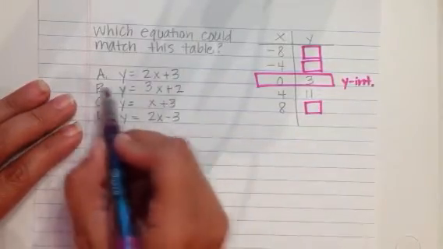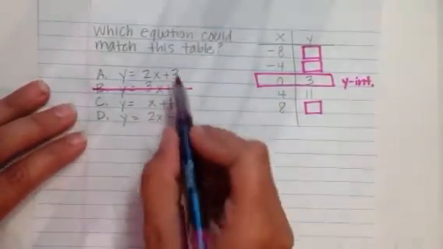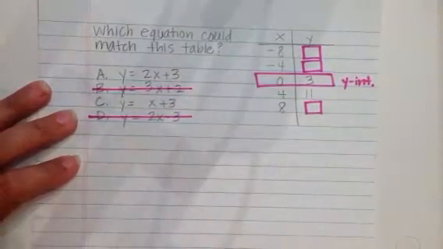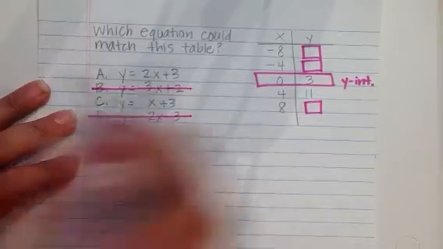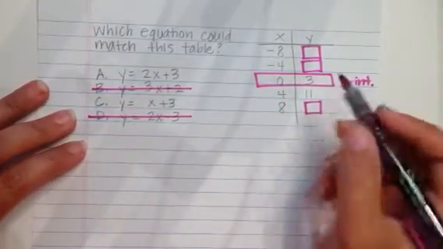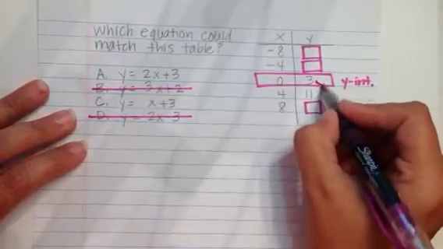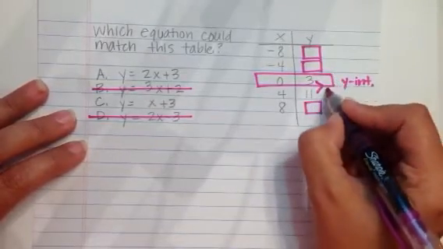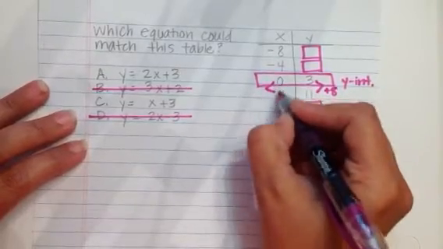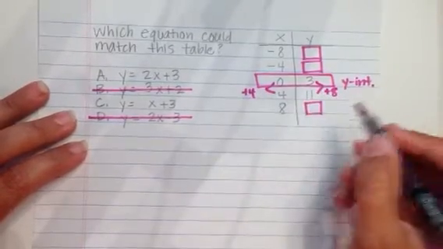This has a y-intercept of 2, so that's out. This has 3, this has 3, this has negative 3, so I can also eliminate D. Alright, so I know I have a y-intercept of 3. Now I got to figure out what the slope is. Well, I have 2 ordered pairs. From 3 to 11 is an increase of 8. 0 to 4 is an increase of 4.